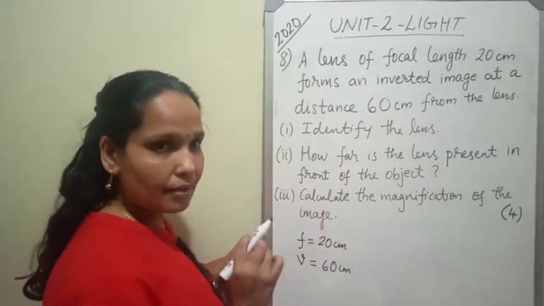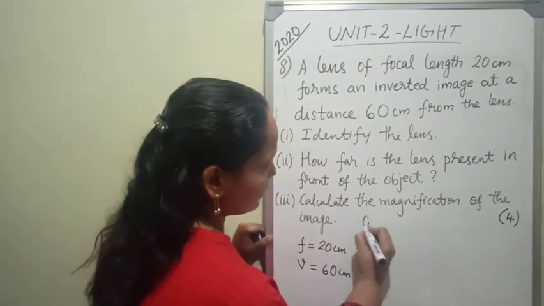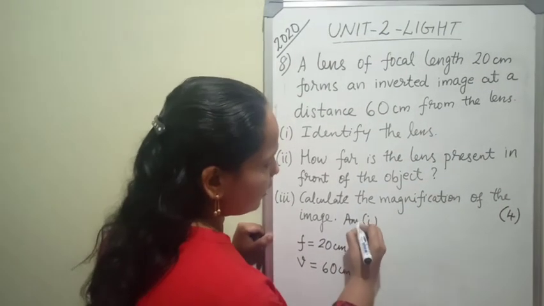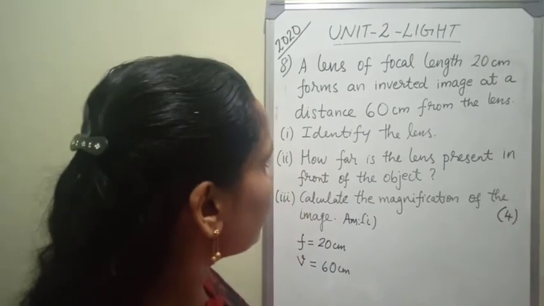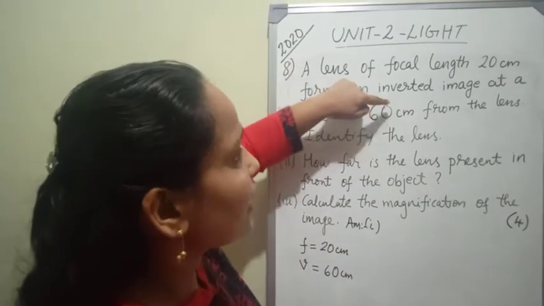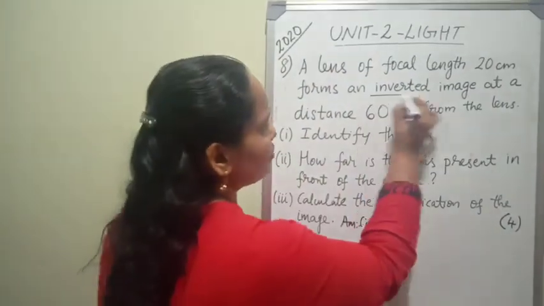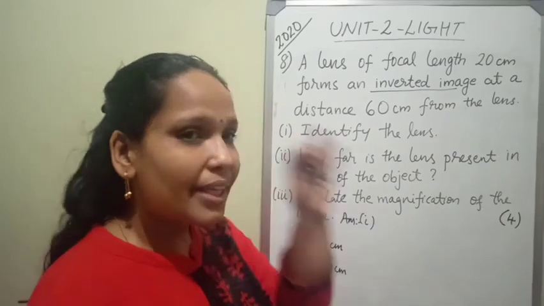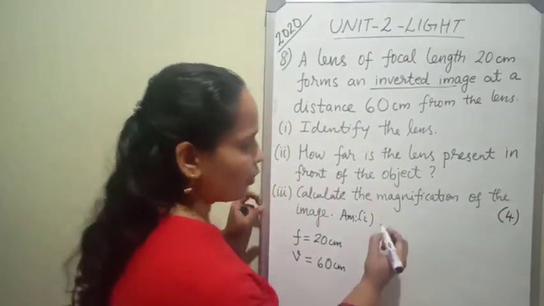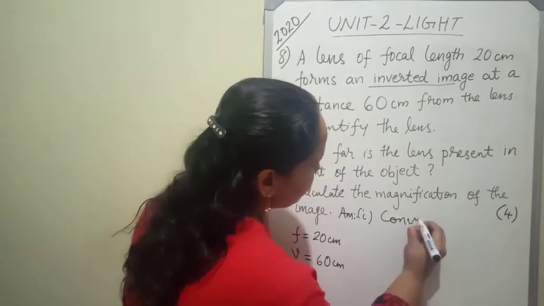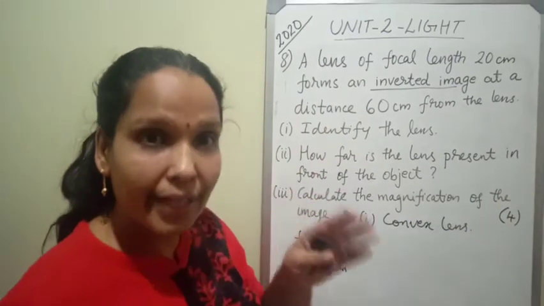Identify the lens. Okay, first part, to identify the lens. So I'll write the answer here for the first one. Answer, which lens is it, children? How can we identify it? Because it forms an inverted image. From that keyword, inverted image, only the lens which can form an inverted image is convex. Okay, convex lens. What type of image will be formed in a concave lens?